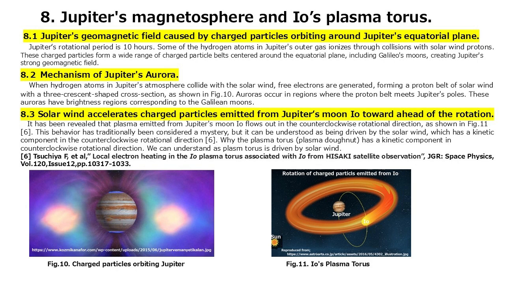Mechanism of Jupiter's aurora. Jupiter's charged particle band has a donut-shaped cross-section on the equatorial plane, and when it leaves the equator, it forms a crescent cross-section as shown in Fig. 10. Auroras occur at the boundary where these charged particle bands meet at Jupiter. These auroras have brighter point regions corresponding to Galilean moons. The solar wind accelerates charged particles emitted from Jupiter's moon Io toward the front of the rotation. As shown in Fig. 11, the plasma emitted from Io flows out in a counterclockwise rotational direction. Why does the plasma torus have a kinetic component in the counterclockwise rotational direction? We can understand it as the plasma torus being driven by the solar wind.